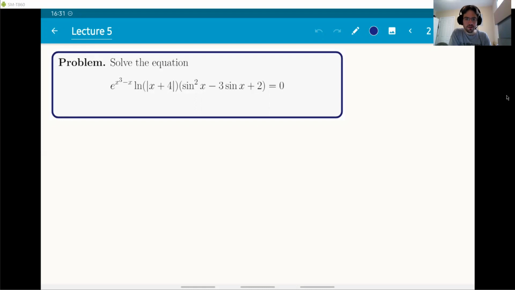My suggestion is, as usual, that you should pause the video and try to solve them yourself first. And here is the first one. I'm giving you an equation that looks complicated and asking you to solve it.